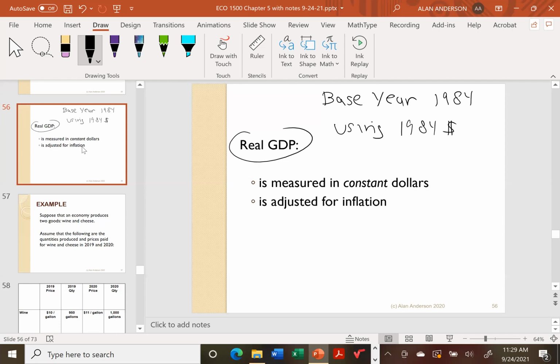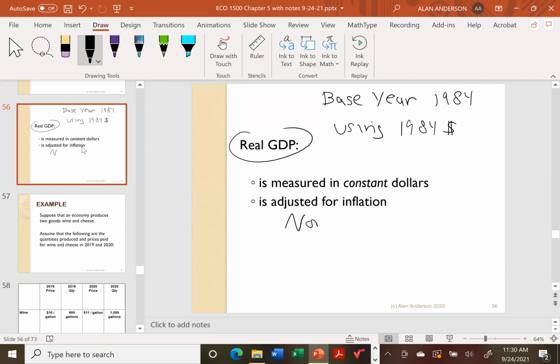Now, of course, this is just an estimate. The nominal GDP is what we actually observe. This is an estimate. But what it does is it lets us figure out how much of the increase in GDP comes from goods and services and how much of it comes from inflation. That's important. It matters a great deal.